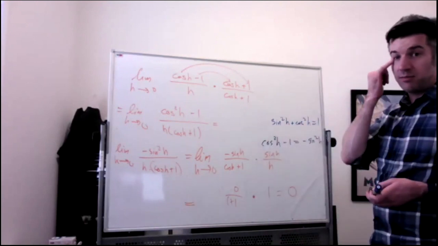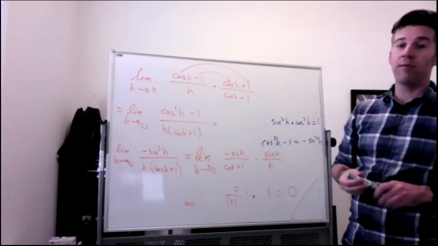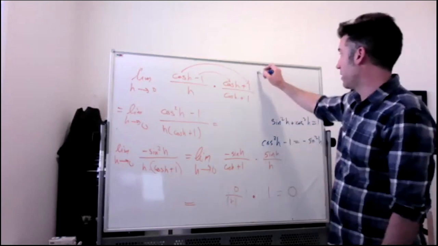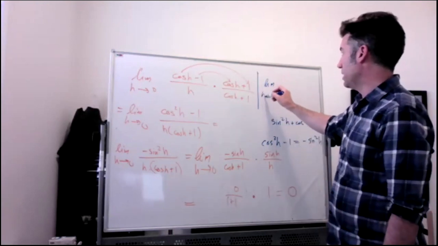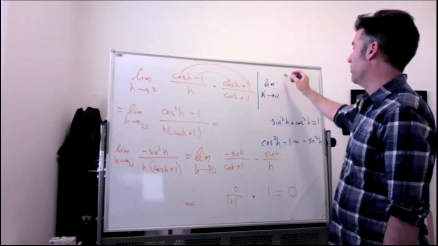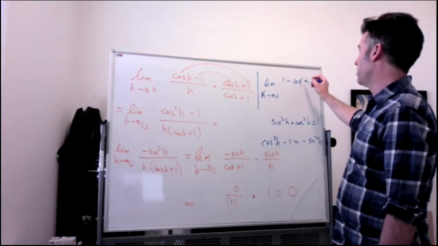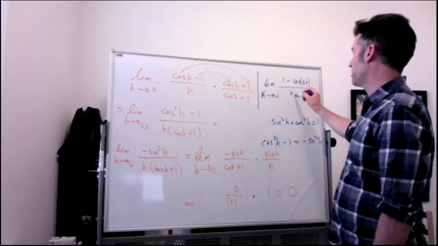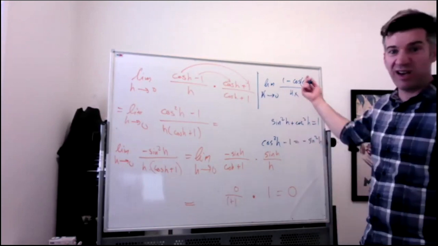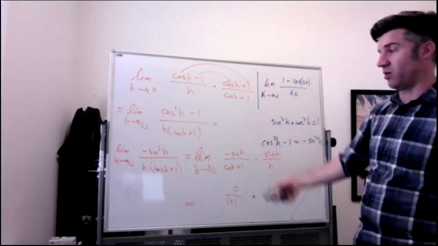Thanks. But yeah, you may have seen versions of this, like find the limit as h or x goes to 0 of 1 minus cosine of 6x over 4x. Same kind of deal. You multiply by the conjugate, you do all this kind of work, and you end up getting 0.